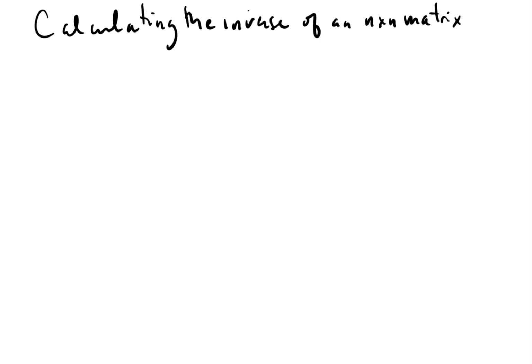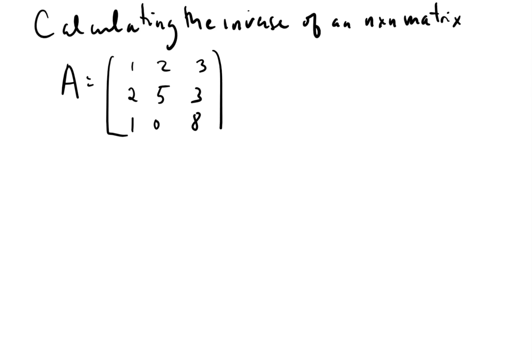Okay, so now I want to use what I've shown you in the previous video to calculate the inverse of an n by n matrix. In my example, I'm going to use the matrix 1, 2, 3, 2, 5, 3, 1, 0, 8. And let's say I want to calculate the inverse of that matrix. Well, what do I want to do here?